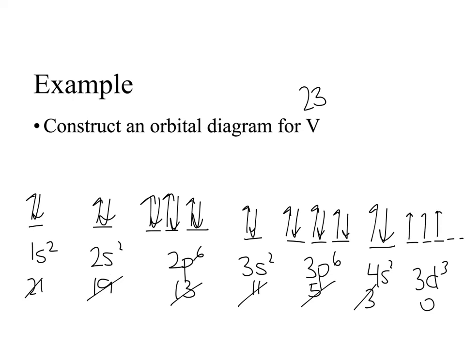Now, yes, we have a few orbitals that are empty. That's fine. We can hold 10. We don't have to hold 10. So that is our final actual answer for the orbital diagram for vanadium. Just that whole thing with all the arrows.